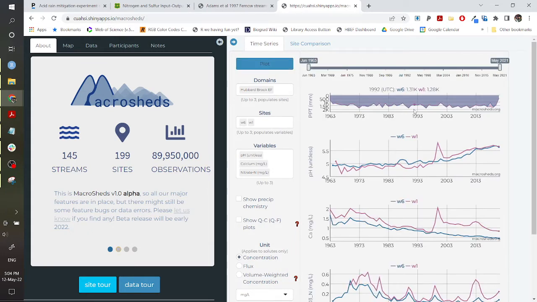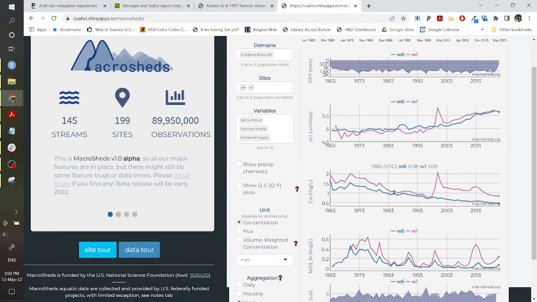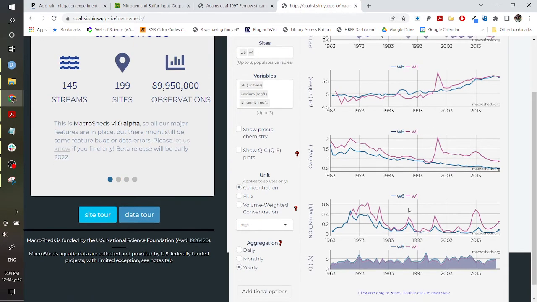And you can see that after the addition, which happened in 1999, initially pH increased a ton and then was steadily higher than it was in the reference up until about the end here. Similarly, if we look at calcium, you see that after the addition, you had significantly elevated calcium in the streams, possibly in direct response to the wollastonite addition.